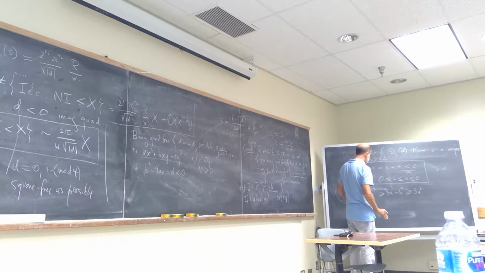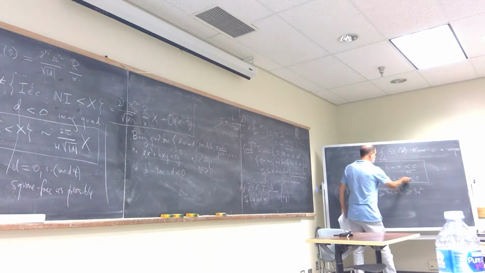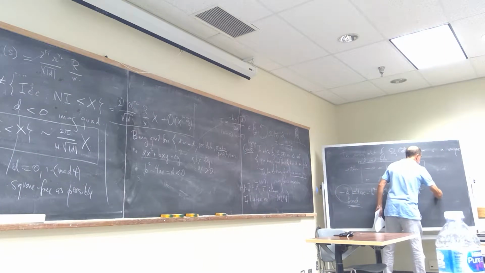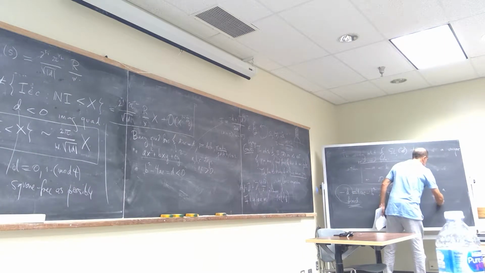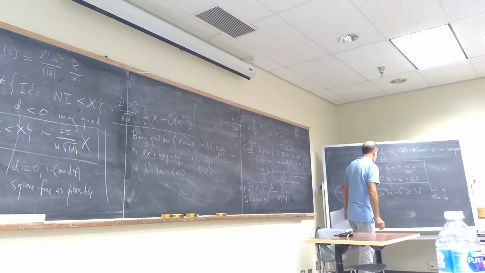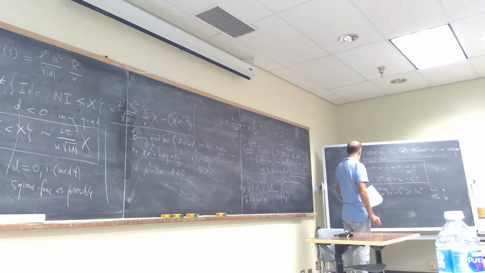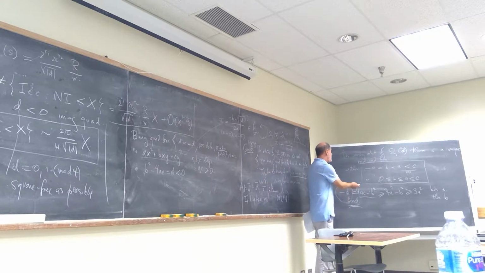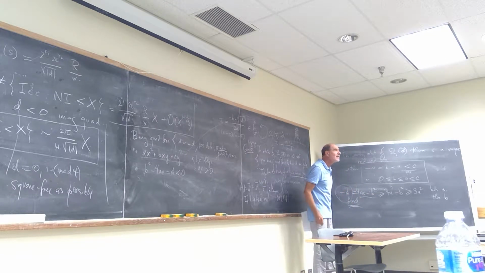And once you bounded A, then this tells you that there are only finitely many possibilities for B. So this bounds A. Then you get a bound on B. And then finally, since you know what this is, once you have A and B bounded, there are only finitely many possibilities for C.